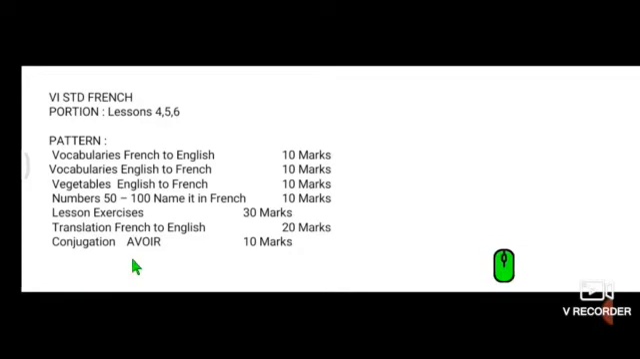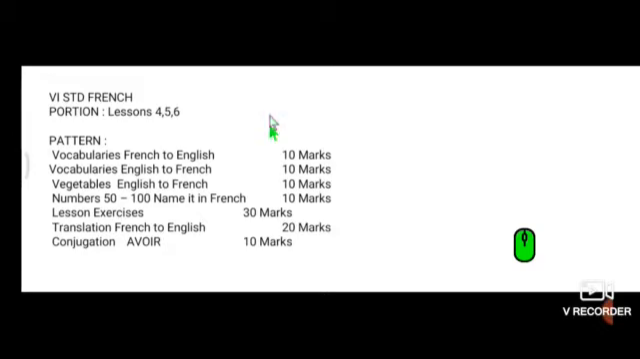And conjugation avoir, most of you make a big mistake in this. Most of you will read and start writing. That is a very big mistake. I would request you to write and see avoir verb 2 or 3 times to ensure you get your 10 marks. Okay. So 40, 70, 80, 90, 100. So your 100 marks for half yearly.